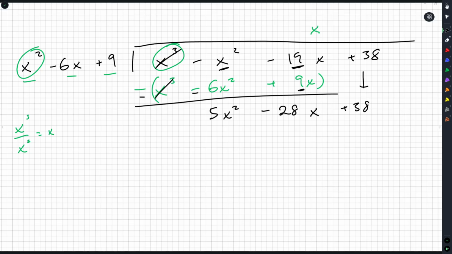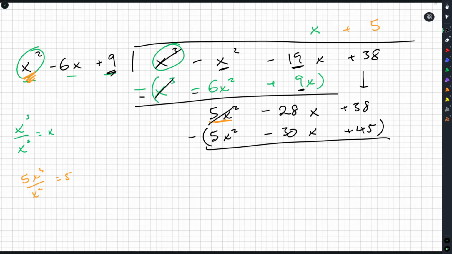Now we ask ourselves, let's use orange: how many times does x squared, just the leading term here, go into 5x squared? Quick calculation, and look at that, it's 5. So we'll put the 5 over here, continuing with that trend, and then multiply through. 5 times negative 6x is negative 30x. 5 times 9 gives us a constant of 45. We subtract, and those x squared terms cancel out. Negative 28 plus 30 is going to be 2x. And then 38 minus 45.